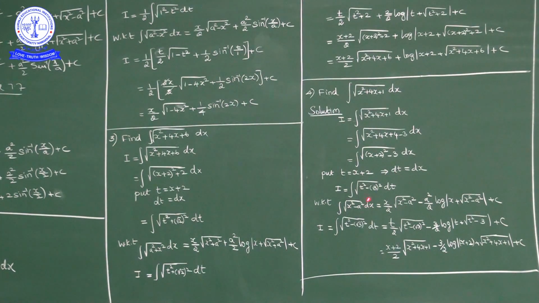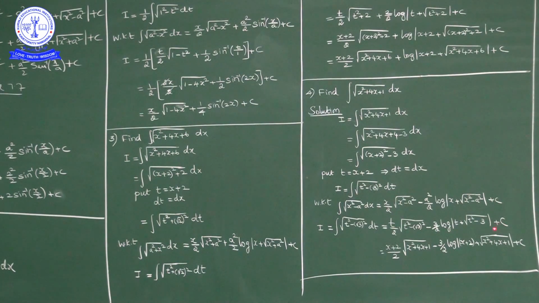Okay, now if you compare this one and this one, so in place of x what we have here? t. In place of a what we have? Root 3. So in place of x write t, in place of a write root 3. So this one reduces to integral square root of t square minus root 3 square dt is equal to t by 2 into square root of t square minus root 3 square minus a square by 2. a is root 3, a square is 3, no? So 3 by 2 into log mod t plus square root of t square minus 3 plus c.